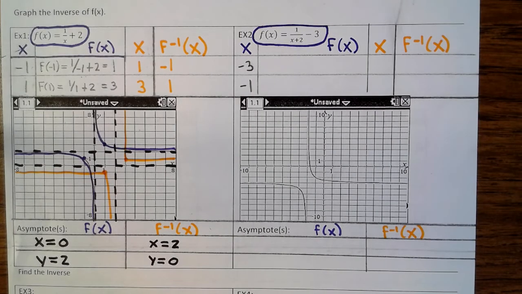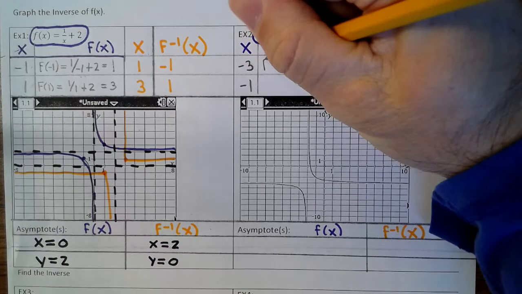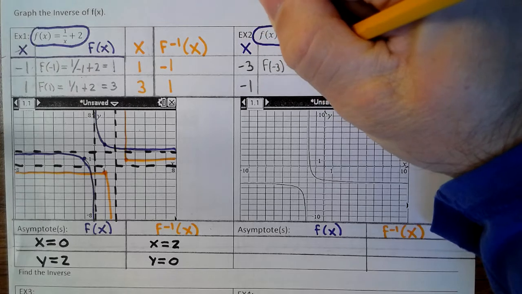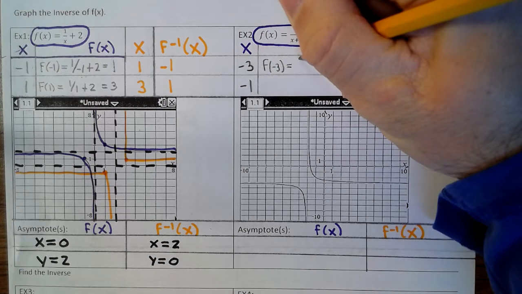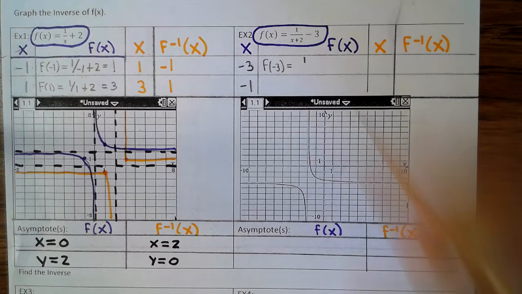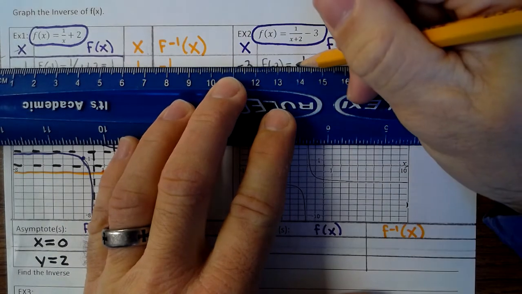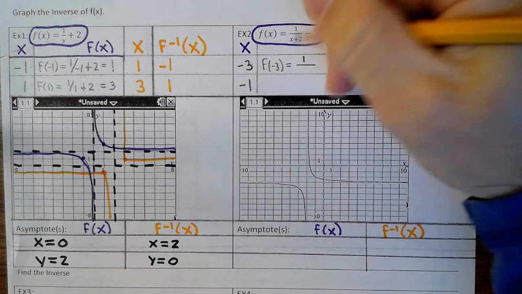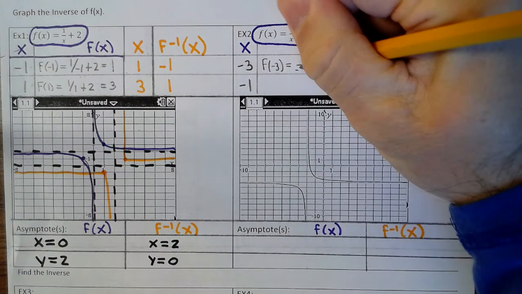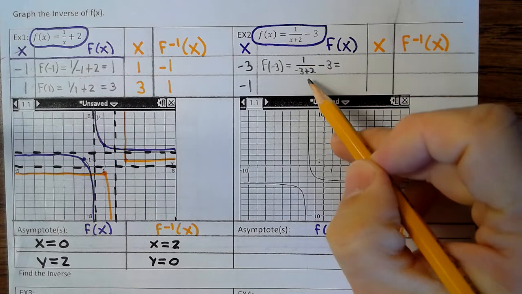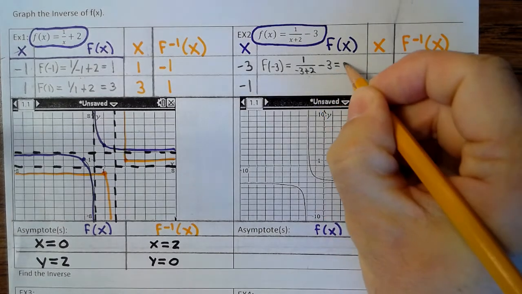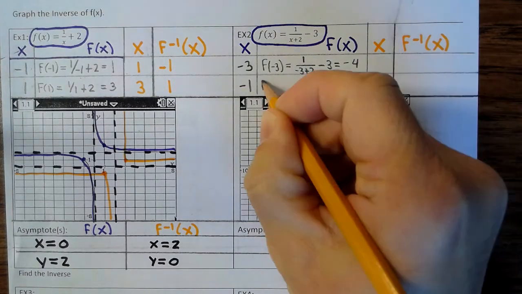Okay, so we're going to evaluate the function at -3 and -1. So f of -3 is equal to 1 divided by -3 plus 2 minus 3. Well, that is 1 divided by -1, minus 3 is -4. And now f of -1.